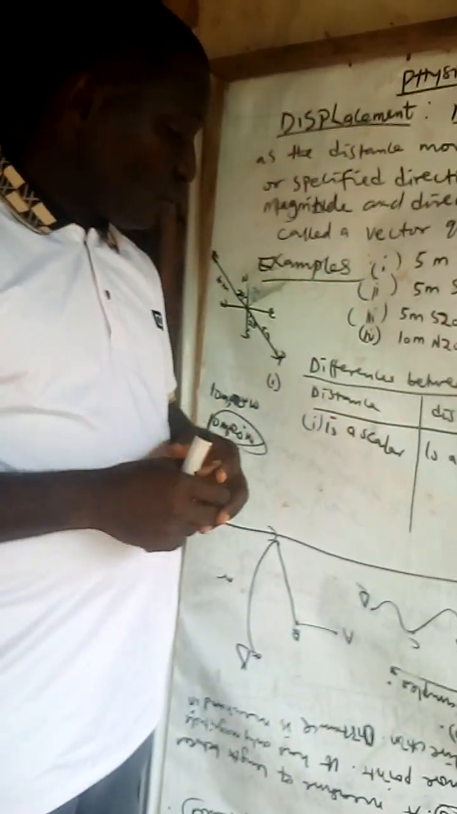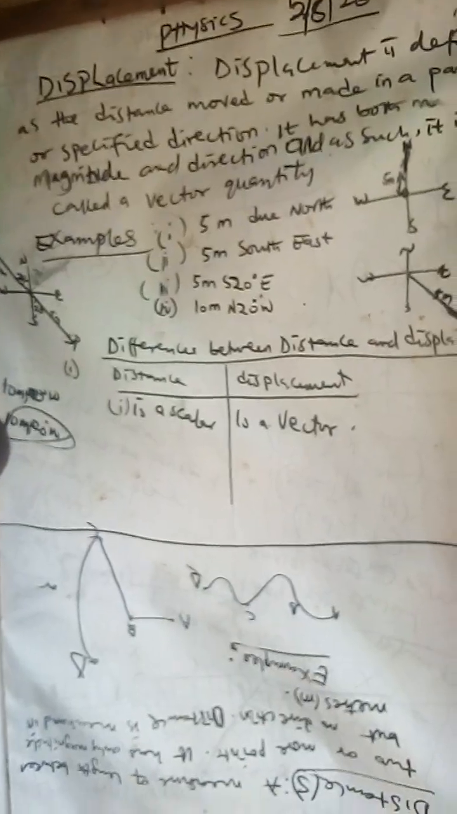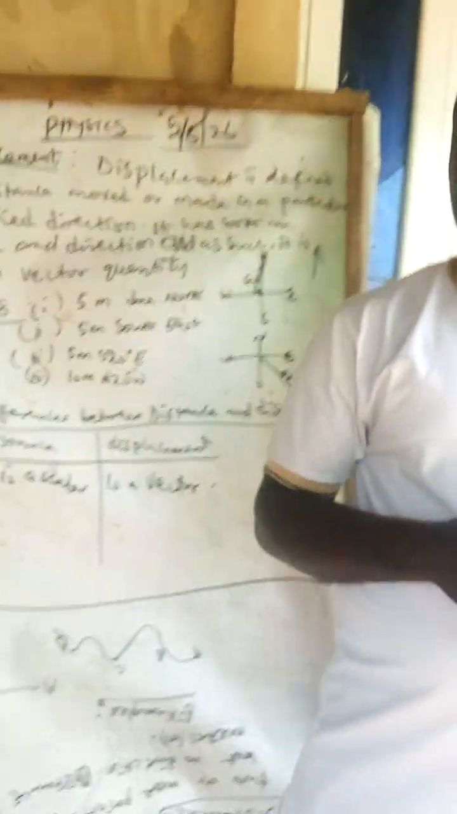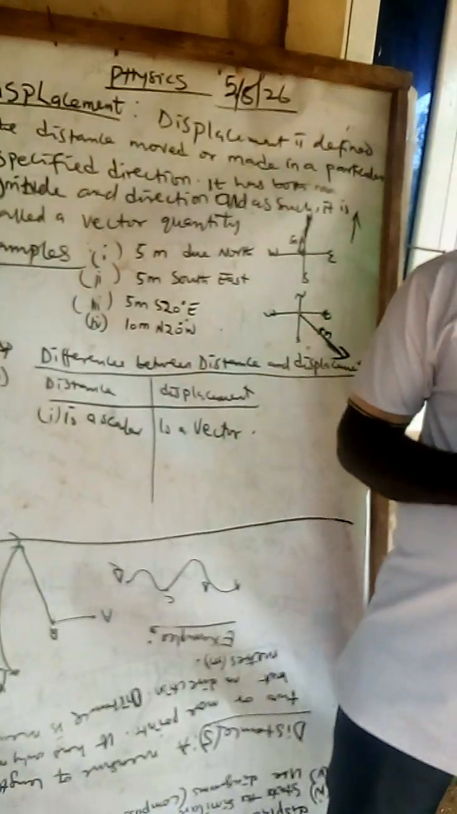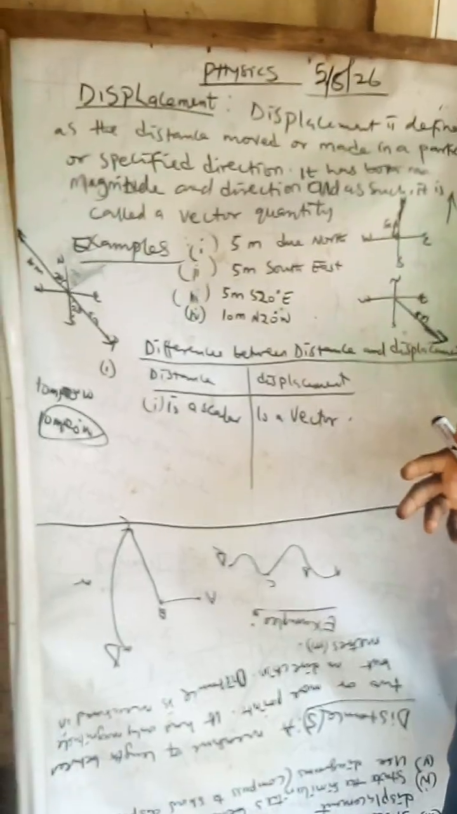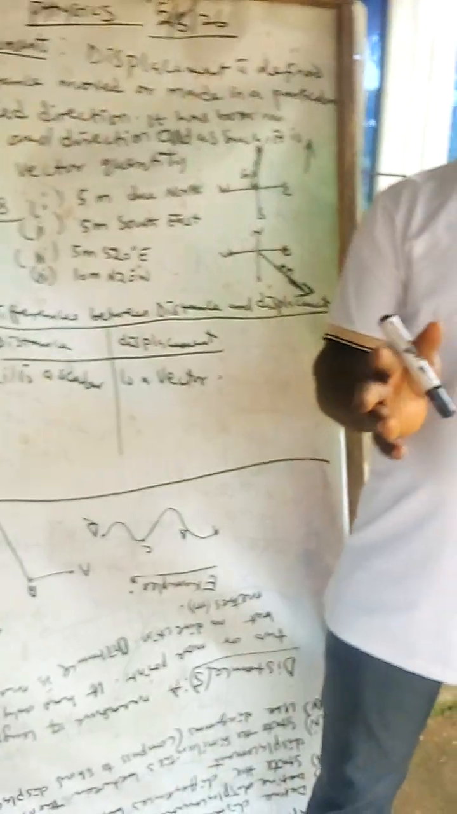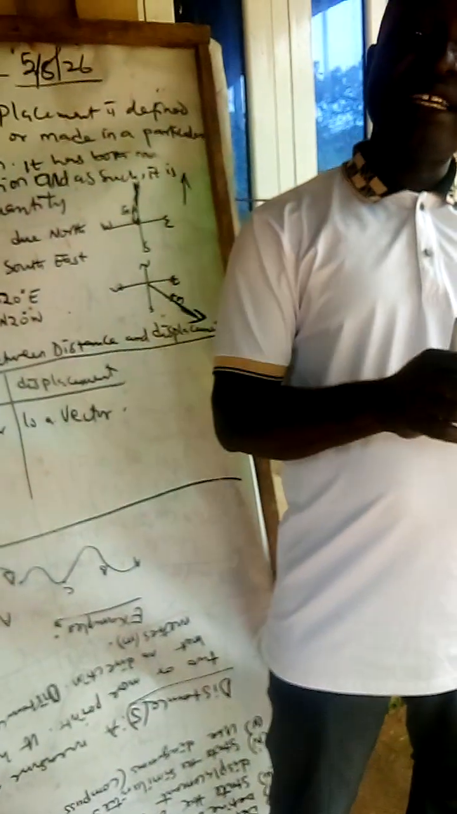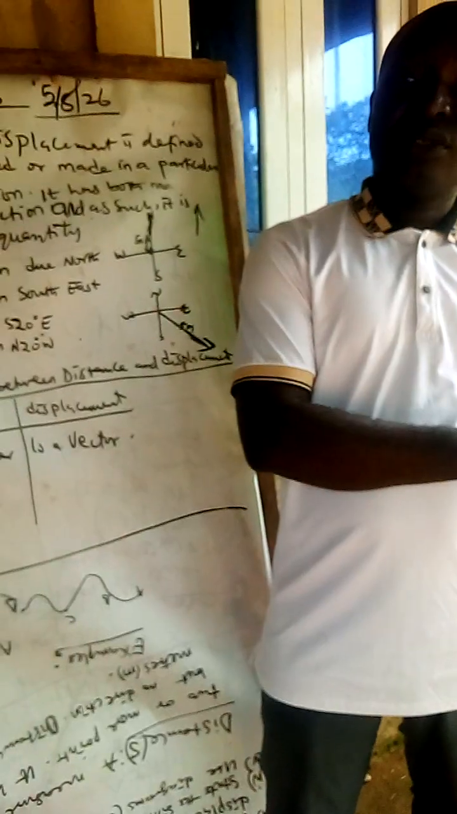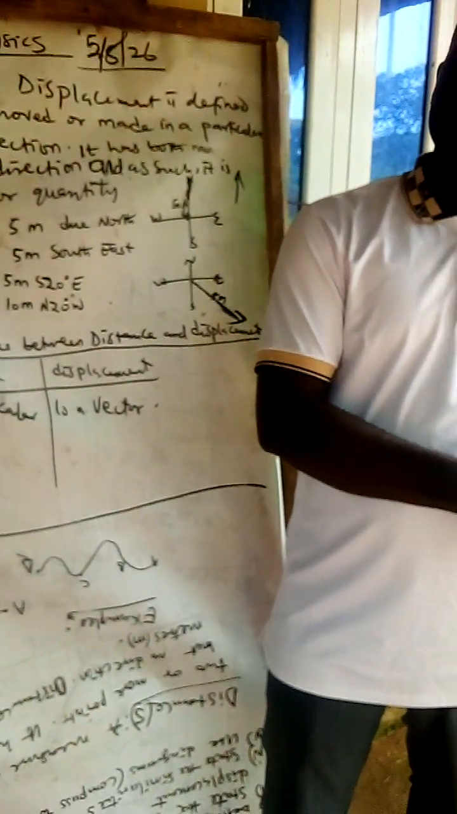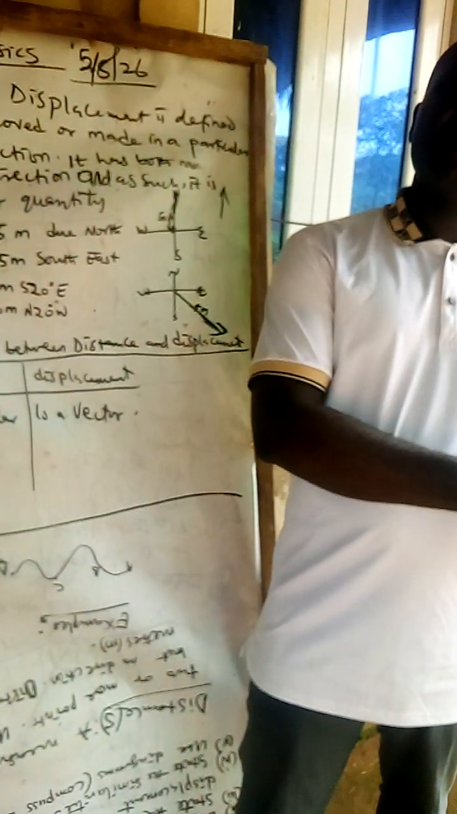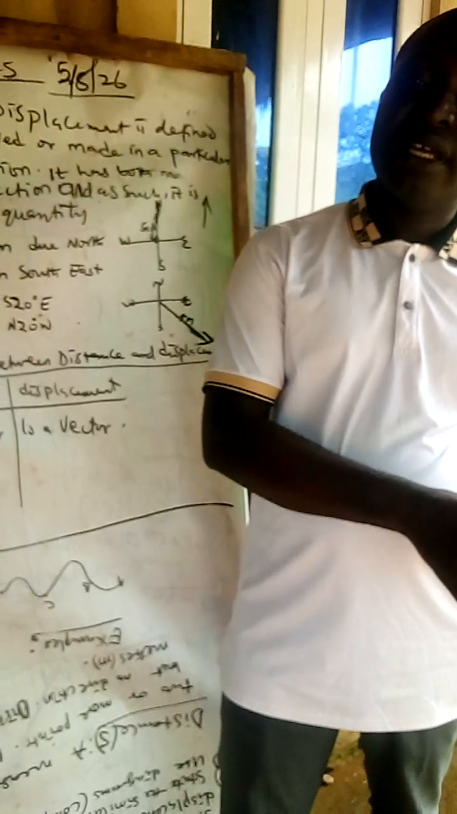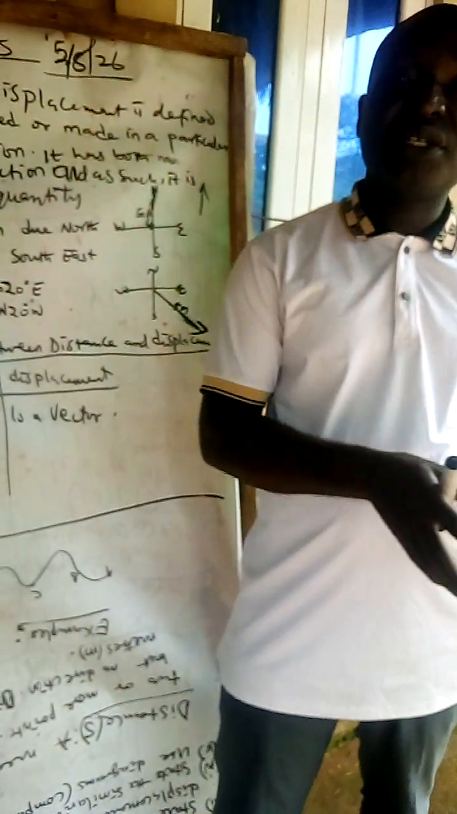All right? So in summary, distance is defined as a quantity or a measure of length between 2 points. All right? The displacement is a distance measured in a particular direction. So distance is a scalar. Displacement is what? A vector. A scalar has only magnitude, and a vector has both magnitude and direction.